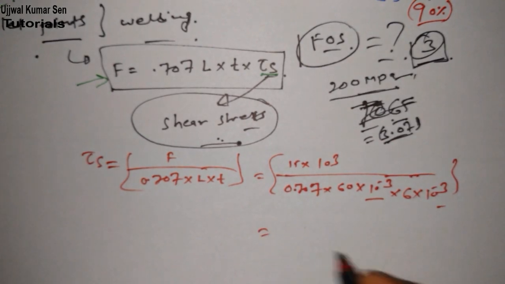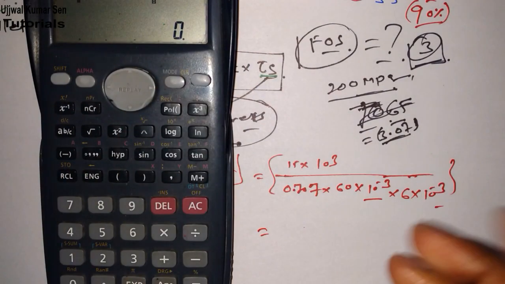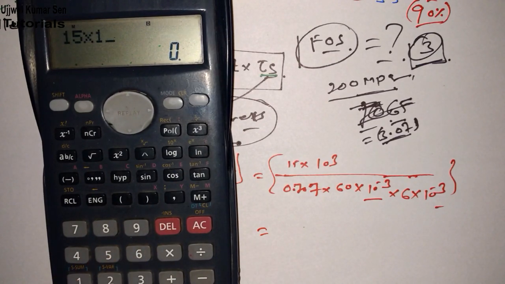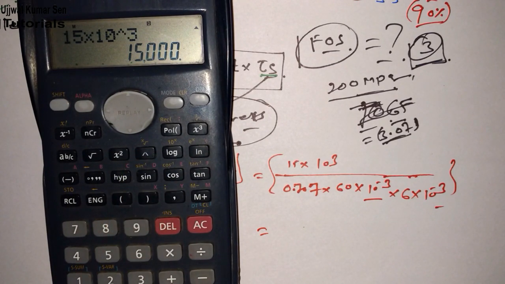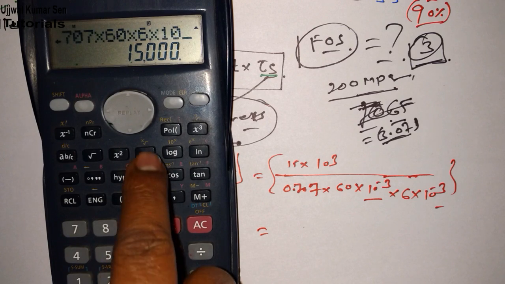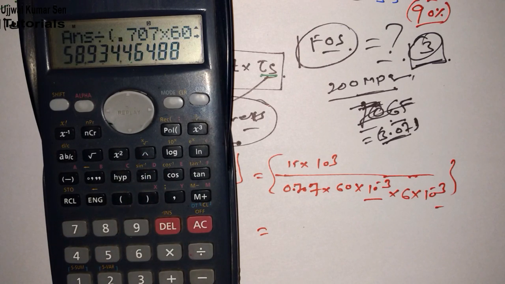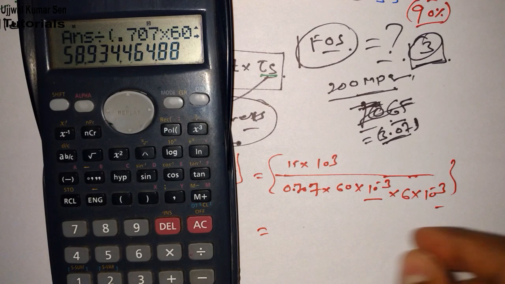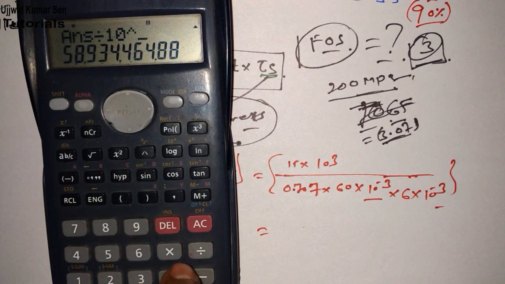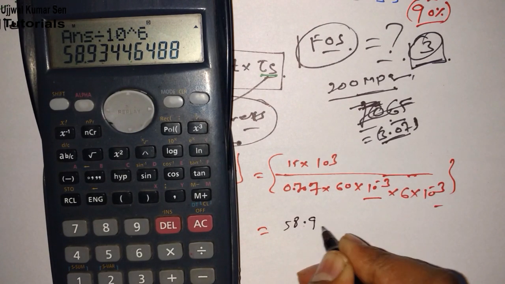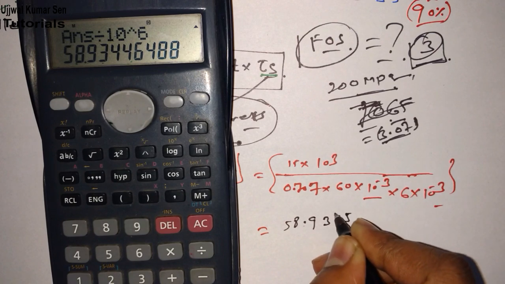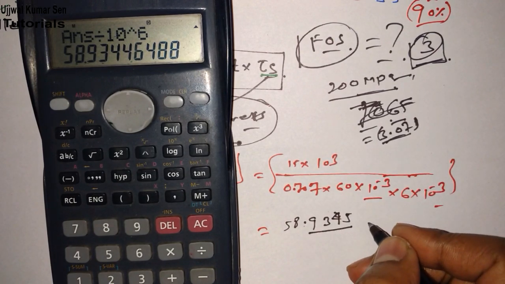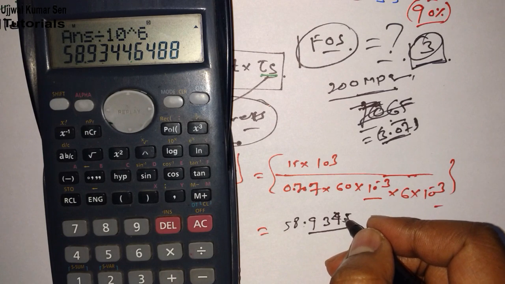Now what do we require, can you guess, my dear? Yes, as I usually ask, we require a calculator. 15 × 10 to the power 3, so 15,000, divided by 7.707 × 60 × 6 × 10 to the power minus 6. What value exactly are we getting? It's quite lengthy, so let's divide it by 10 to the power 6. What value are we getting here? 58.9345. Always take values up to 4 decimals to get an accurate answer.